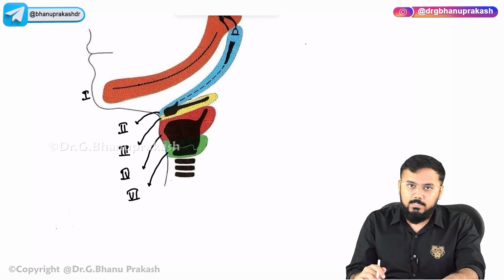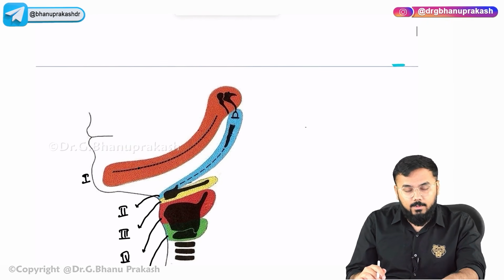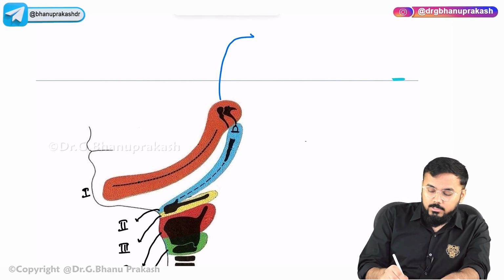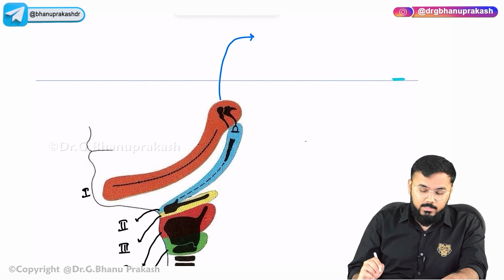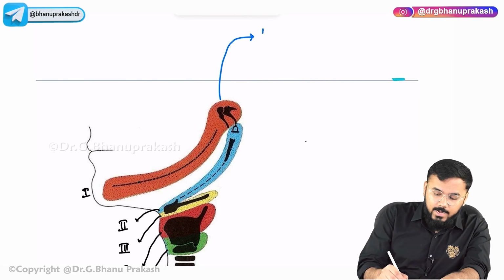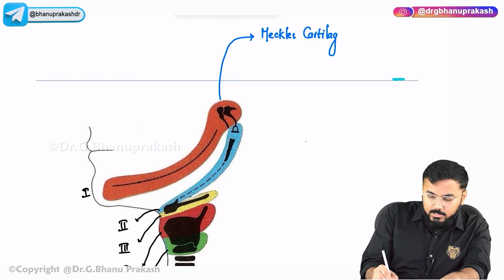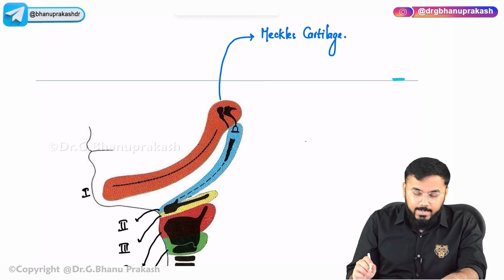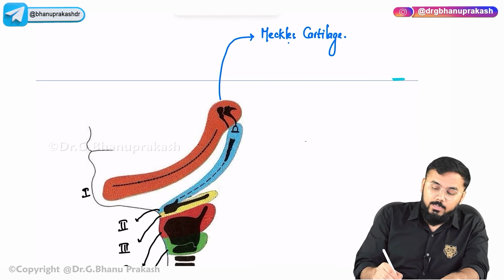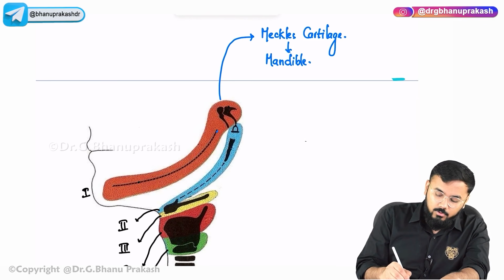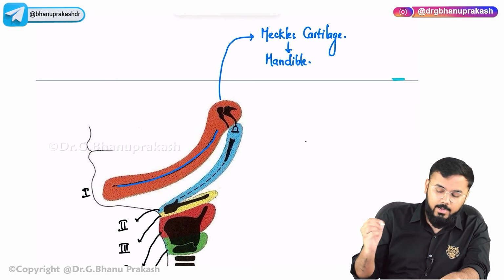How many arches are there? 6 arches are there. Now you will tell me, first arch is developed into what all structures? What all you can see over here? See, first important thing is that you have to know one cartilage called as Meckel's cartilage. So first cartilage is Meckel's cartilage. Later on, this particular Meckel's cartilage will develop into a specific structure called as mandible. Okay, now all of you know, this is a mandible.